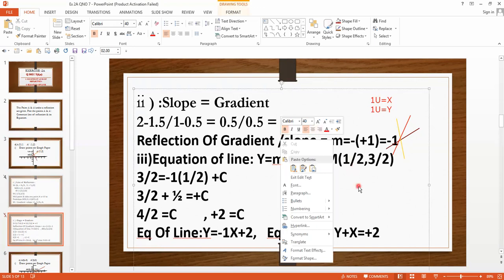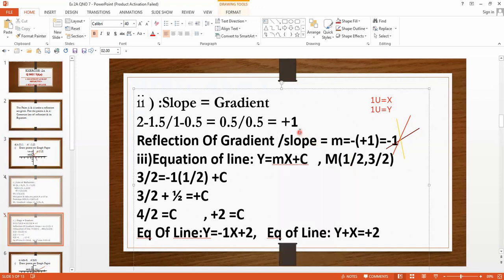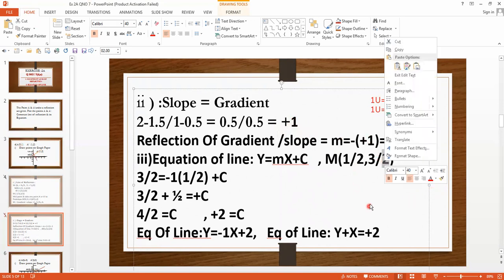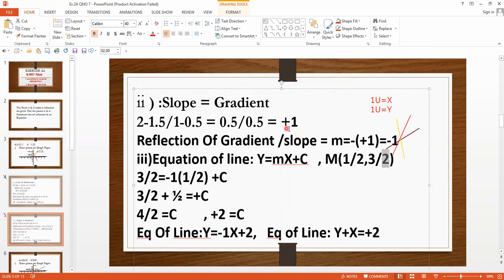But when we have 2 by 3, how do we take its reciprocal? If slope is +2 by 3, then what is its reflection? It is -3 by 2. First, we change the sign, and the second step is to take the reciprocal. So after changing the sign and taking the reciprocal, I get -1. So this -1 is the reflection of the slope. Again, look here. If slope is +1, what is its reflection? It is -1.